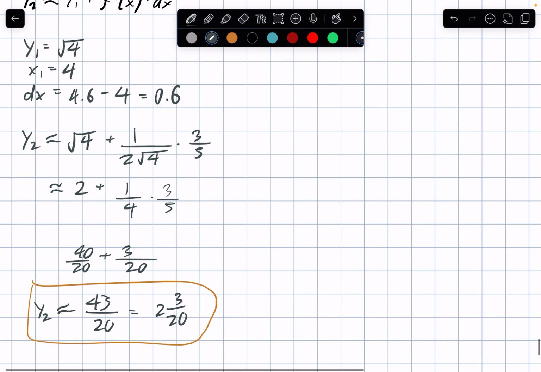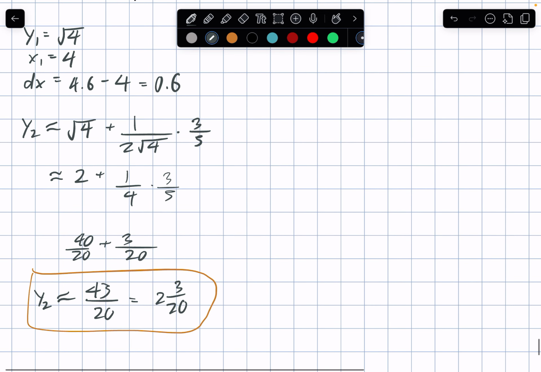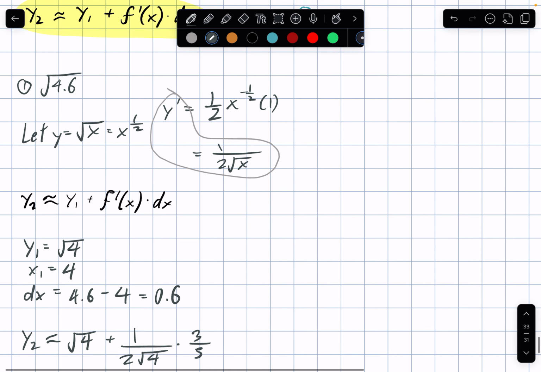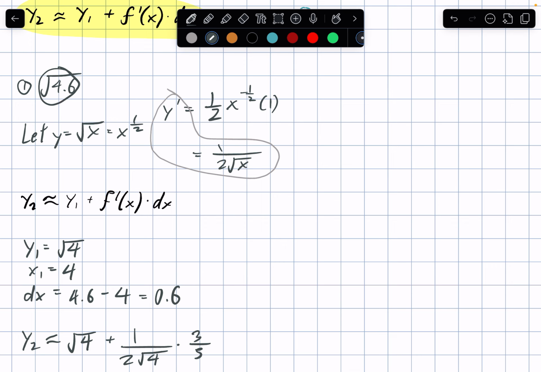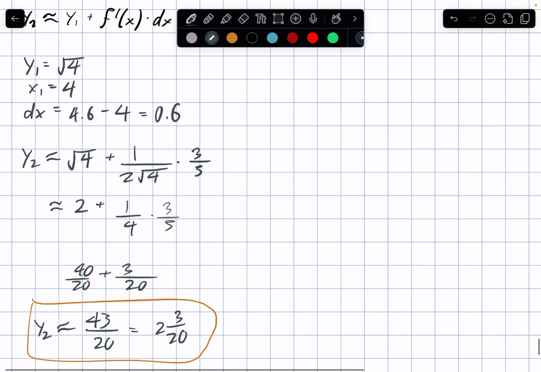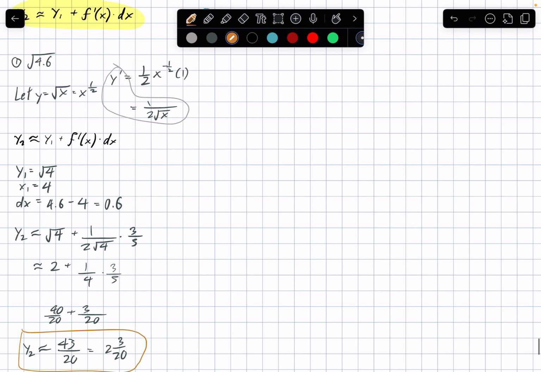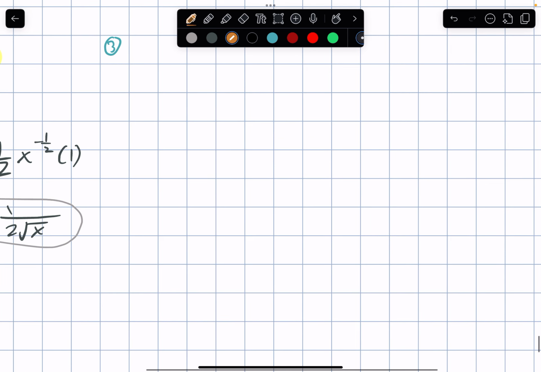So, if you look at your calculator, this value is very close to the value of square root of 4.6. That's basically the use of differentials for when you want to approximate the value of something, such as square root of something. So let's try involving trigonometric. So let's try arctangent of 1.5. So how do we do this?